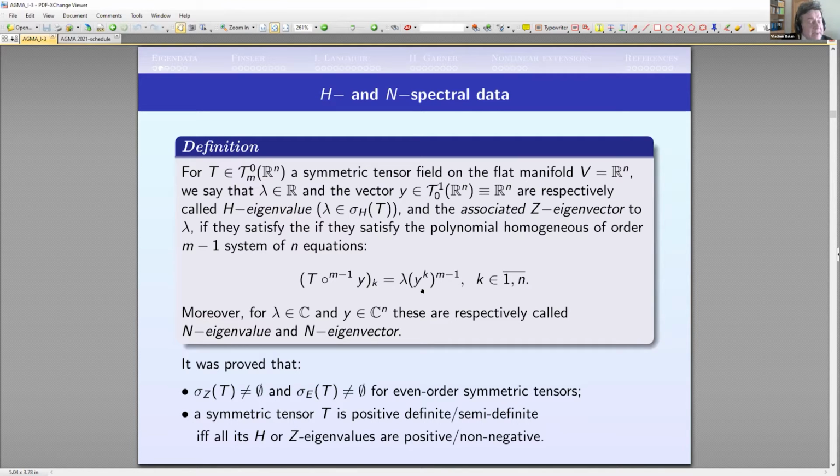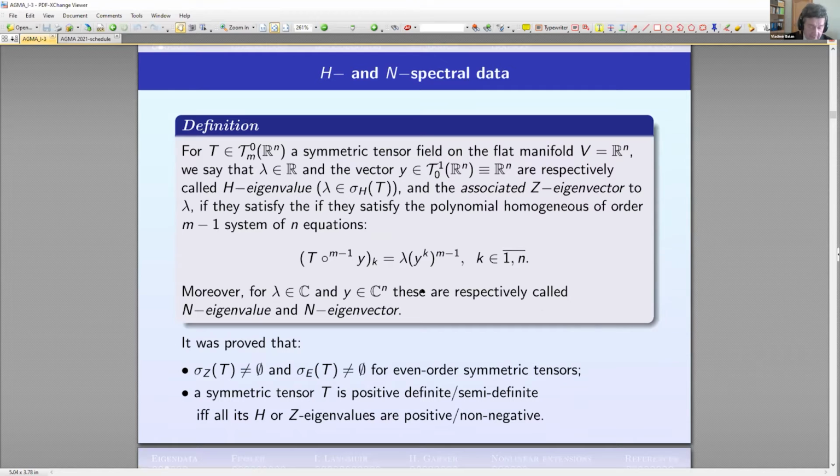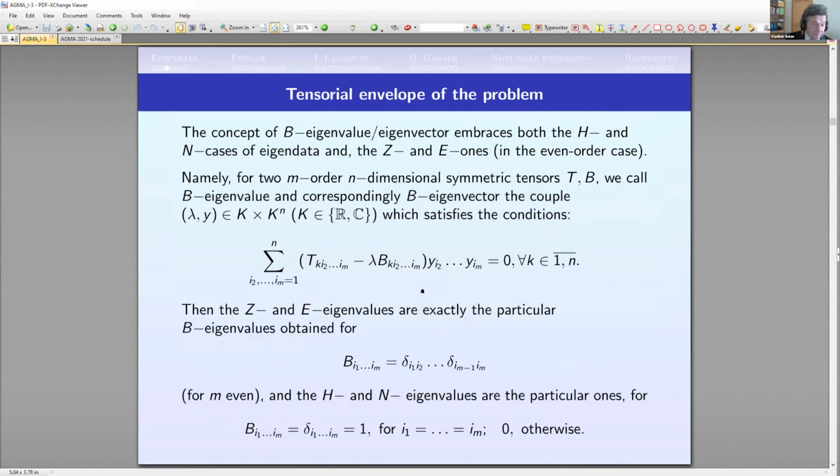So here we have the two variants, and here we have the envelope. That means an approach which is much more general, and when considering particular cases, we discover exactly the previous particular definitions of extensions for eigendata. So there is an envelope which allows some freedom, and there are two approaches of eigendata, which generalize obviously the matrix case. Now, what is important to stress once again, here we deal with, for the moment, with symmetric tensor.